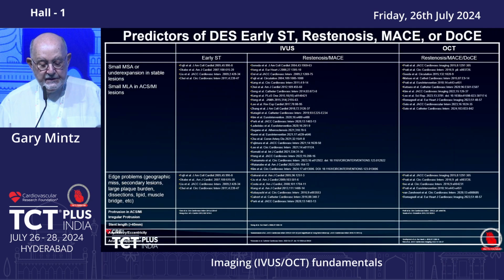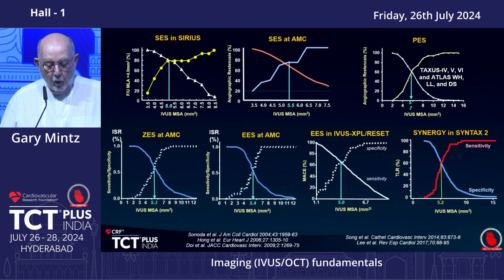This slide summarizes all the literature of predictors of events by IVUS and OCT. Number 1, number 2, and number 3 are under-expansion. Number 4 is geographic miss. Everything else is irrelevant. What is a good target MSA? Well, by IVUS, roughly 5.5 is the minimal acceptable stent area that separates events from no events, and that number comes up in just about every study.